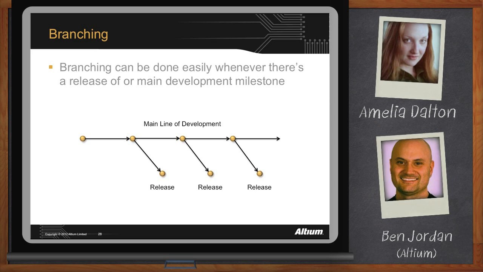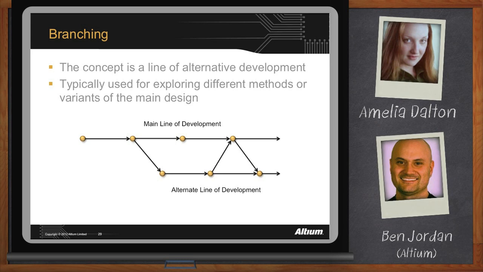But the other side of this is that you may make changes on a branch that you want to keep in the main product as well for the next revision of it. Right. So the concept is to have a main line of development, but also you can have alternative lines of development, and then you may want to take features or development work that's been done on an alternative line of development and bring it back into the main line to include that new feature for the next main product release, for example. So this is typically used for exploring different methods or variants of the main design.